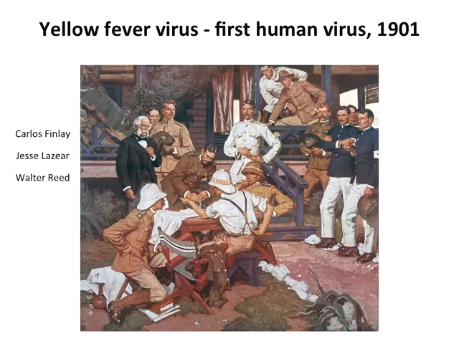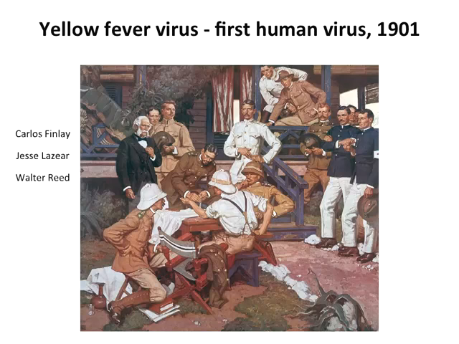Yellow fever virus was the first human virus to be identified, in 1901. And three of the major players in this story were Carlos Finlay, Jesse Lazear, and Walter Reed. And they showed that a virus was the cause of yellow fever. They were interested in this because they were trying to build a canal through Panama, and mosquitoes were transmitting disease to a lot of the workers.